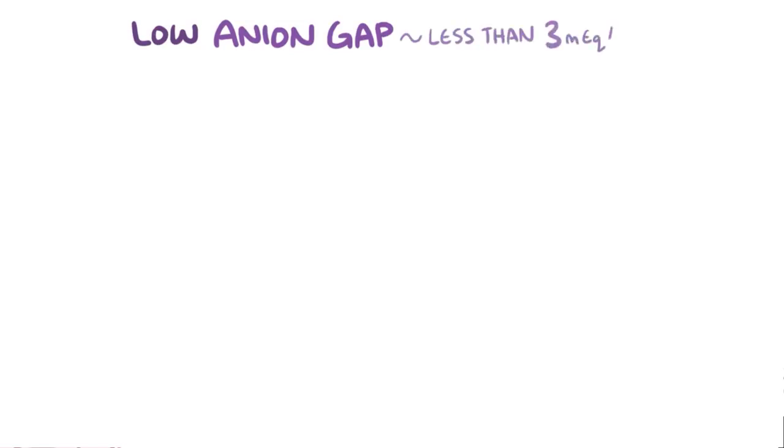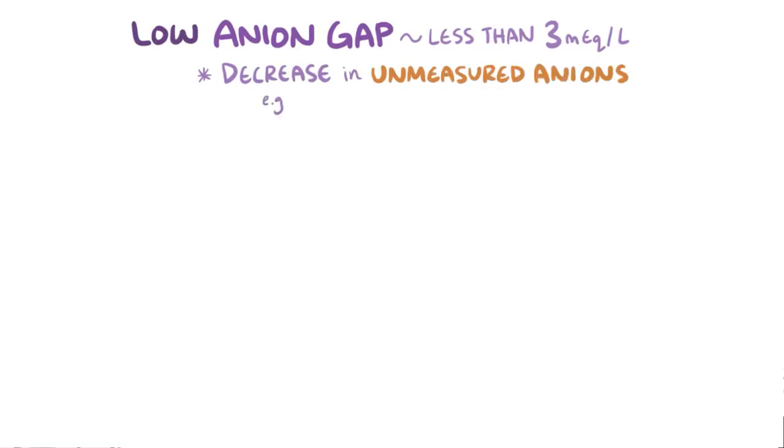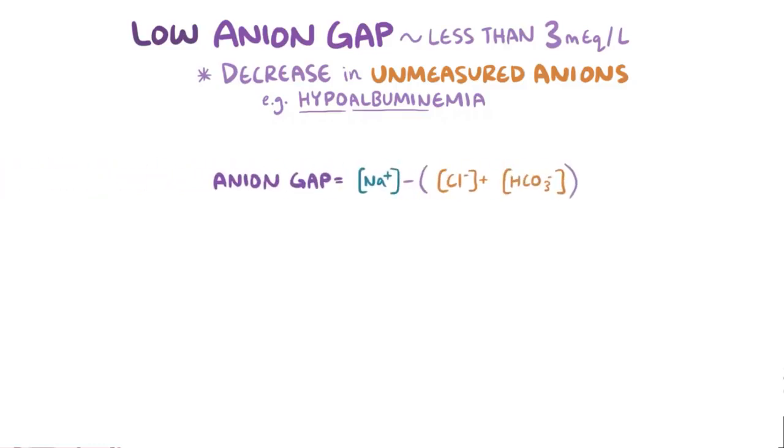In rare cases, the plasma anion gap can be lower than normal as well, which is typically defined by less than 3 milliequivalents per liter. This can be caused by a decrease in the concentration of unmeasured anions, for example due to hypoalbuminemia, or decreased plasma concentration of albumin. To prevent the overall negative charge of the plasma from decreasing, the bicarbonate and chloride concentrations will rise, which means that the anion gap will fall.